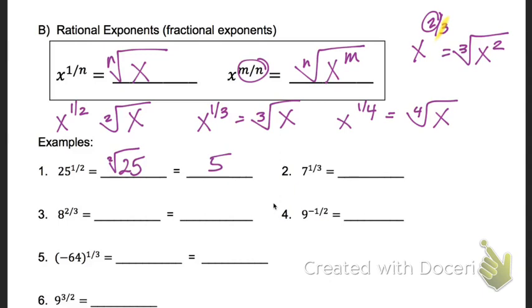So whenever it's 2, we don't need to put it there. It's like making it smaller. It's like taking half of 25. You're taking the square root of it. Yeah, so it makes sense.